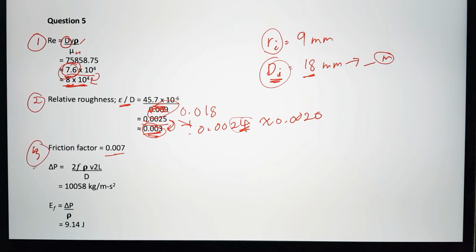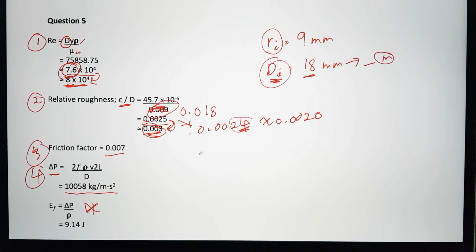Okay, then you need to calculate for the delta P. For this particular problem statement, you just require to calculate for the delta P. You do not need to calculate for this particular energy loss due to the friction. Alright, so for the delta P, use the equation 2 F rho V square L over D. Then you will be able to get the value of delta P as 10,058 kilogram per meter second square.